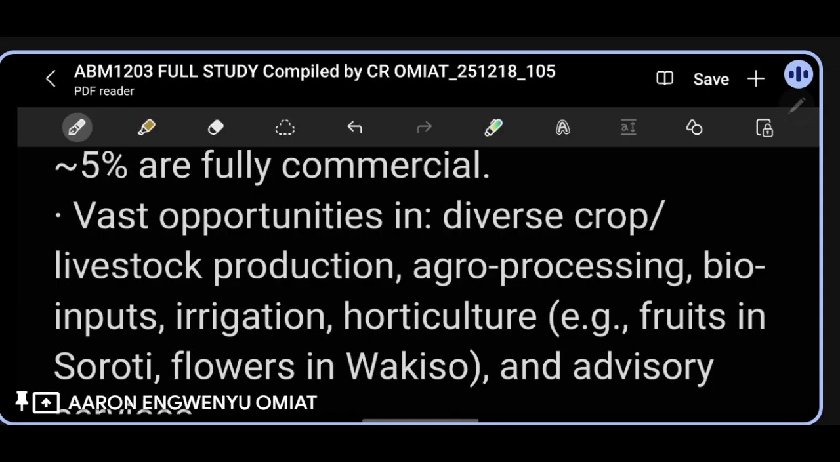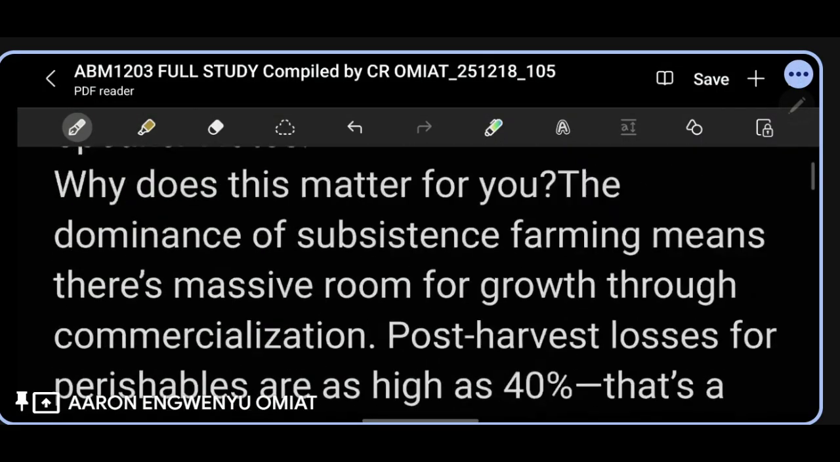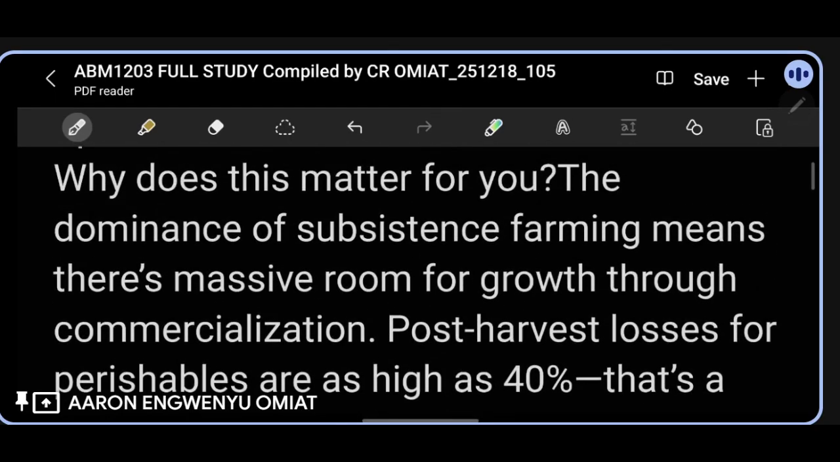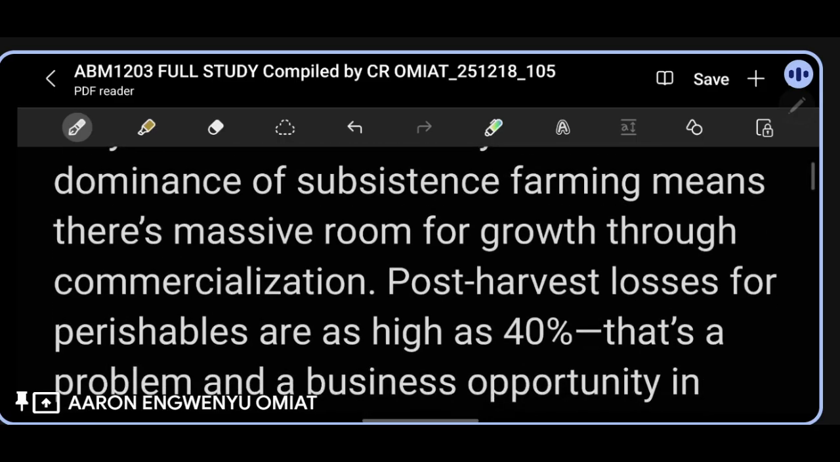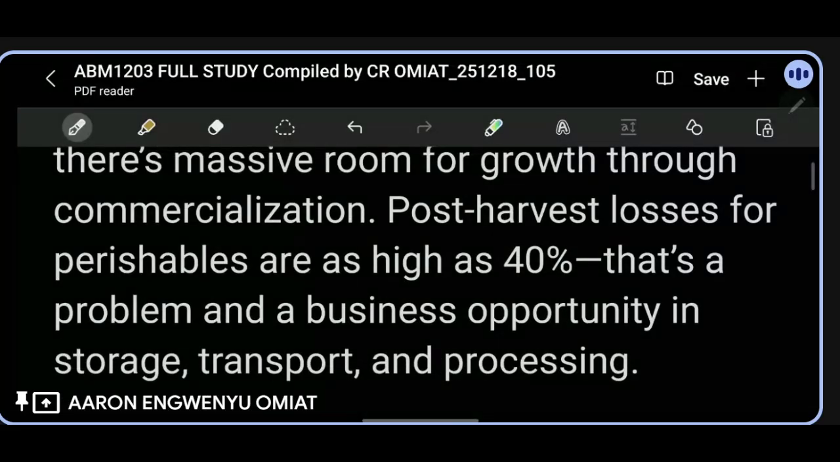Then horticulture. You'll find farms which are dealing in horticulture. Horticulture is the growing of flowers and fruits. So you find them growing flowers for sale, fruits, everywhere you go you'll find fruits. Then also advisory services. So why is this important? The dominance of subsistence farming means there's massive room for growth through commercialization. Post-harvest losses for perishables are as high as 40%. That's a problem, and the business opportunity is storage, transport, and processing.